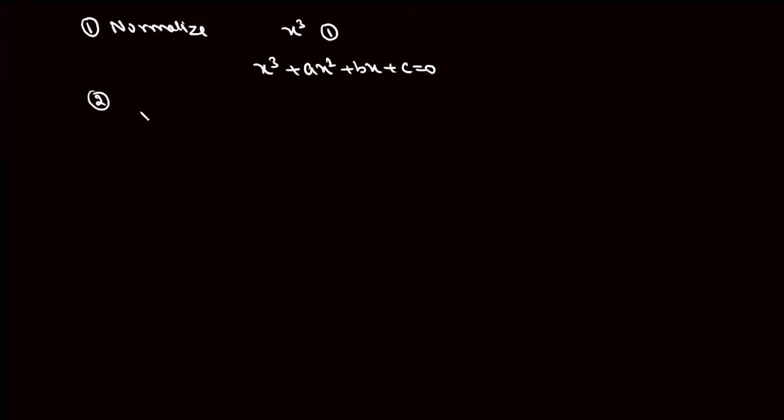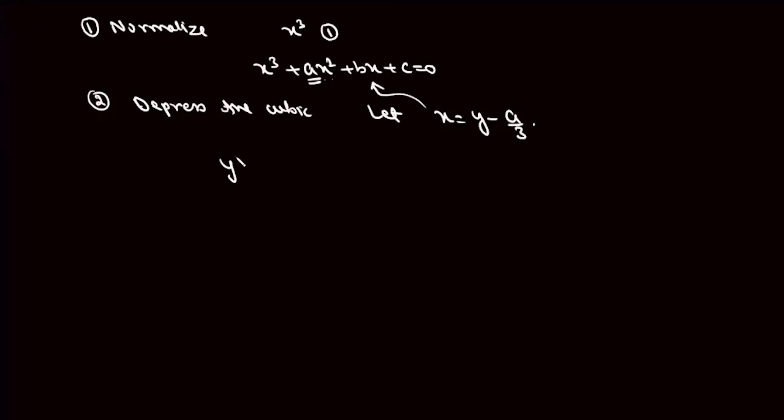Now the second step is we'll depress the cubic. It simply means we'll make a cubic equation which doesn't have a second degree term. To depress a cubic, the standard substitution is we'll let x as y minus a by 3, where a is the coefficient of x square. Once you replace this x in the equation, you'll get a new equation of the form y cube plus py plus q equals 0, and this is the depressed form of the cubic.